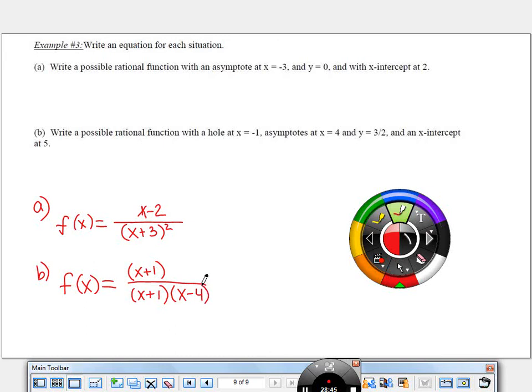I'm going to skip the horizontal one for now. There's an x-intercept at 5. So that means there's another factor in the numerator that comes out to be x equals 5, so x minus 5. And then it says the horizontal asymptote is at y equals 3 over 2. So right now they have the same degree, which means I would use the lead coefficients to make the horizontal asymptote. But right now the lead coefficients would be 1 over 1, and I need them to be 3 over 2. So then that's what I would have in this case.